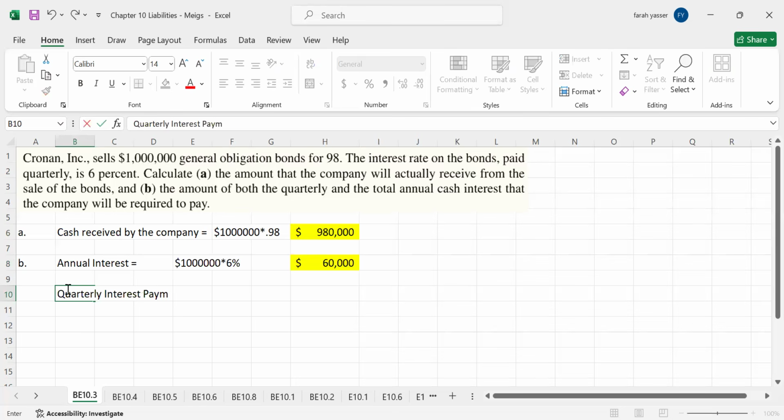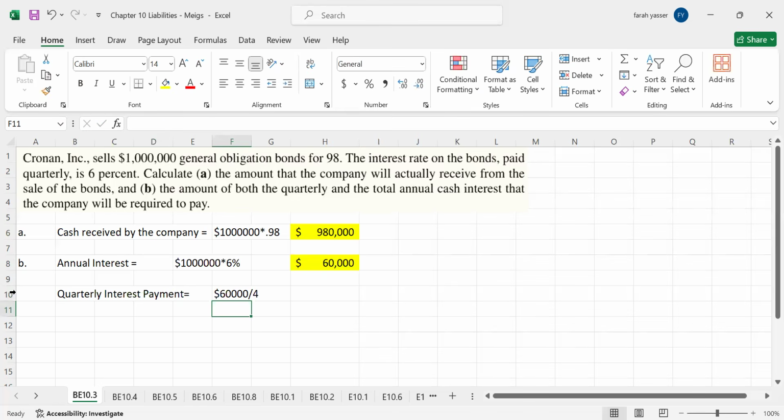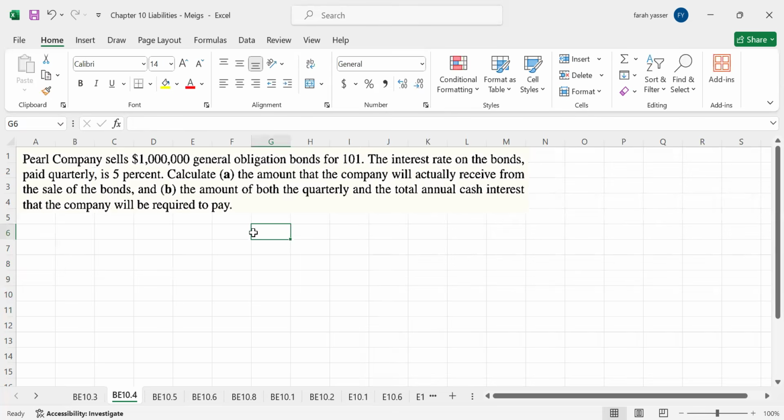So this $60,000 represents total annual interest, and for the quarterly interest payment, we take $60,000, which is the annual interest. How many quarters are in a year? Four. So we divide it by four. So $15,000 per quarter. So this is the interest payment per quarter. So in this problem, we have calculated total cash received by the company and then annual interest and quarterly interest payment. The next brief exercise is 10.4.